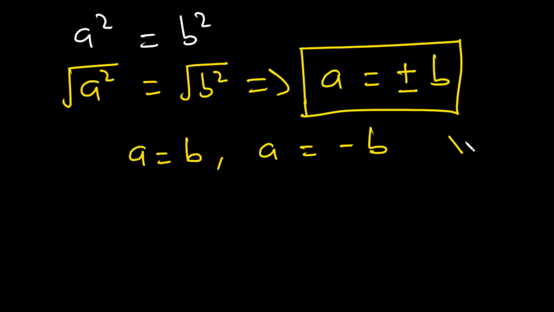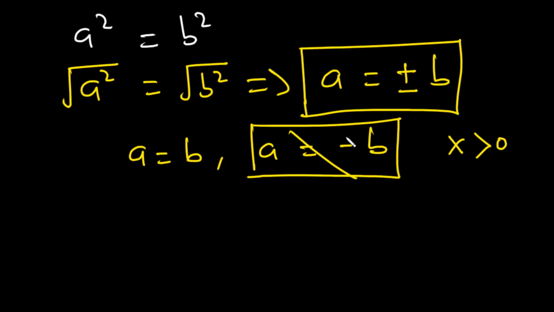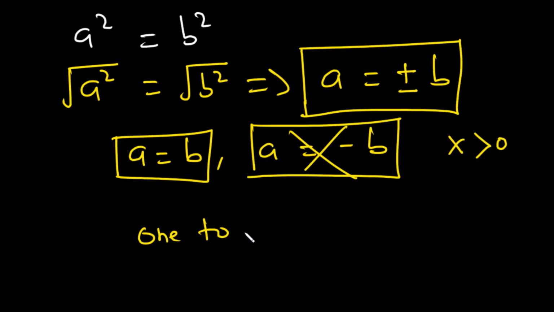Now, because x was greater than 0, it means that we are dealing with positive numbers. So we are not going to consider this one. We are only going to consider a is equal to b because we require positive numbers. So since a is equal to b, the function is 1 to 1.